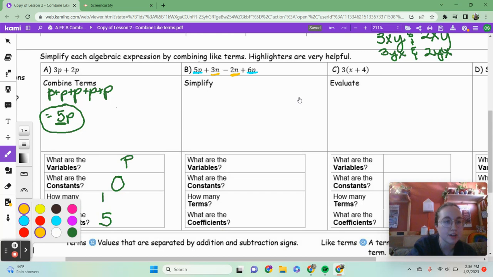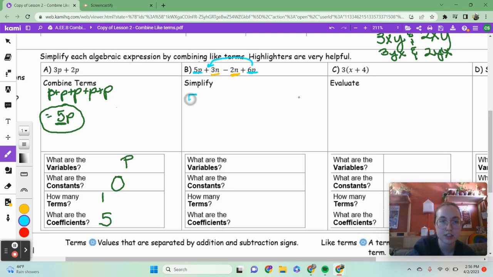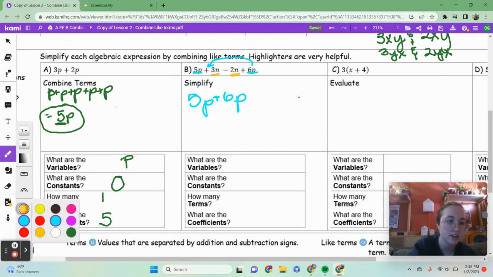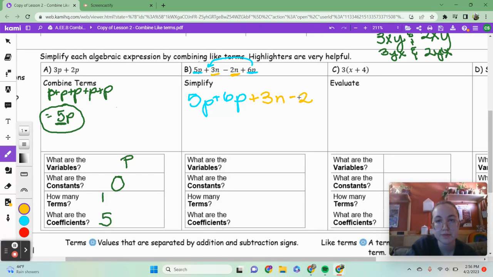So I can do some swapping around. Since this is all just addition and subtraction, I can put the 6p over here and keep the addition with the addition, so 5p plus 6p. And then I'll swap back to my other color. I have plus 3n minus 2n. So now it's a little bit more clear how I can combine these like terms.